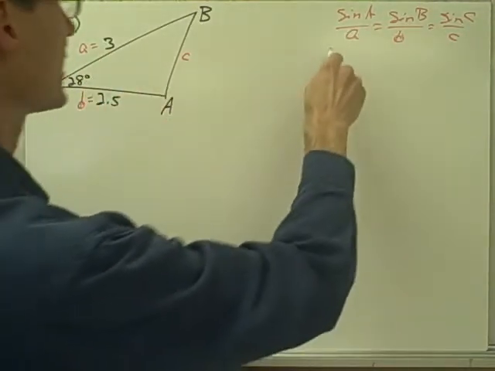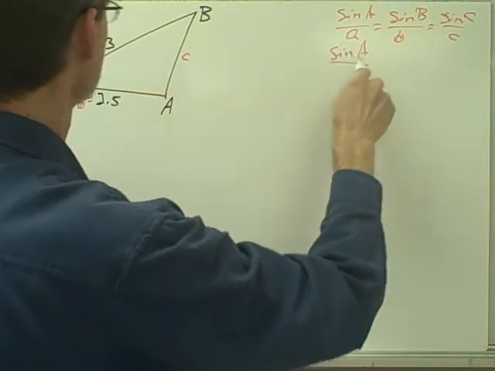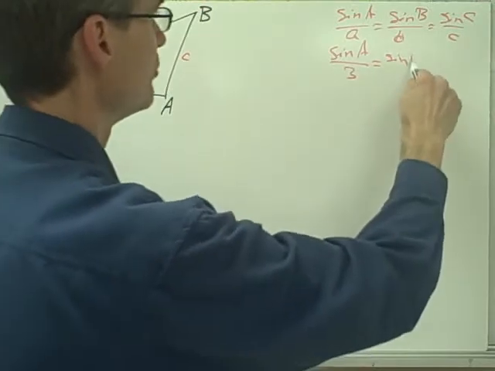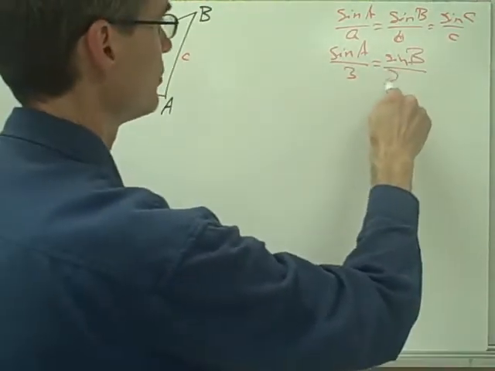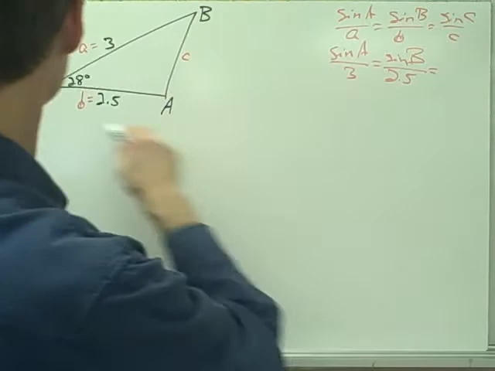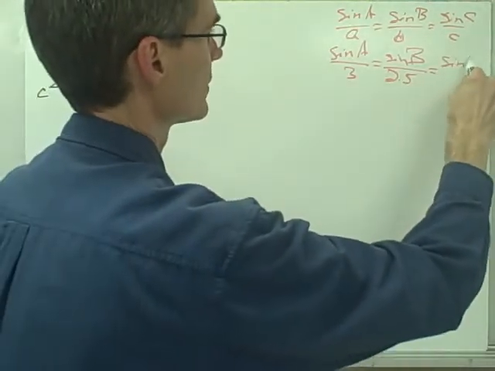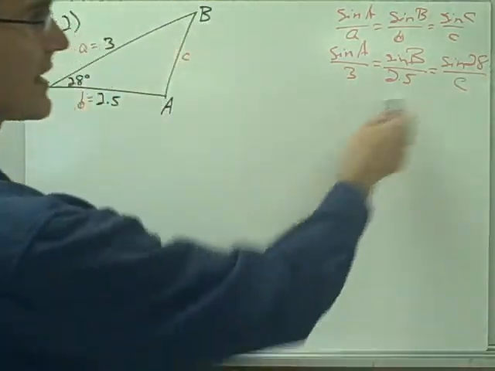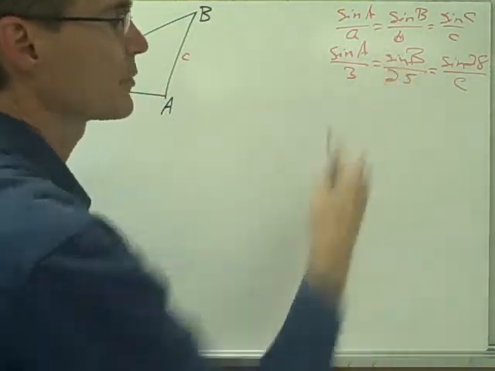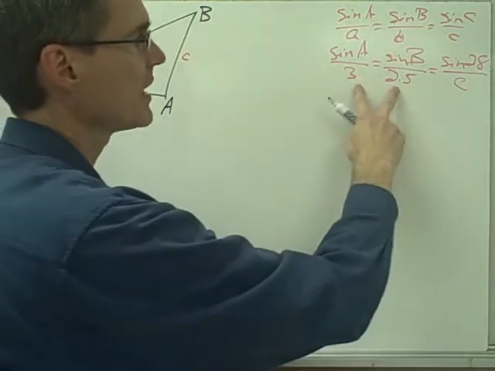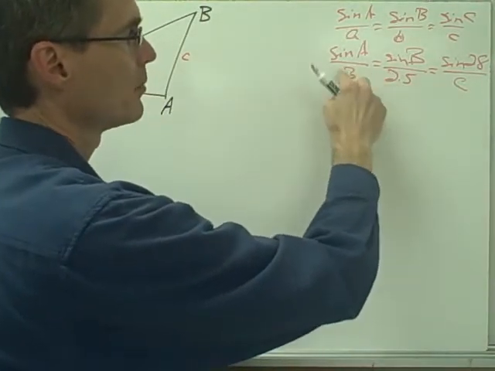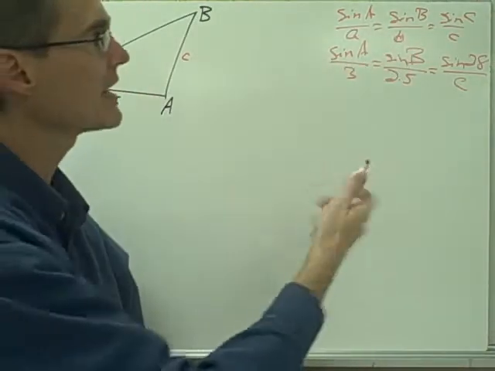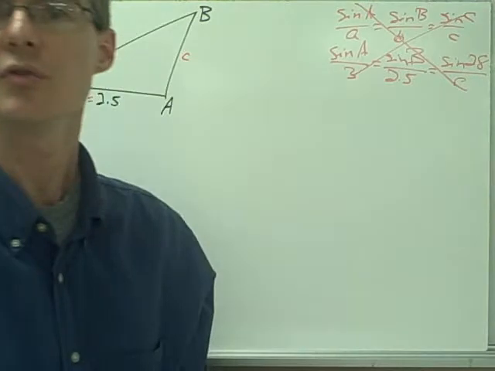Okay, so sine A I don't have. Sine A over 3 equals sine B over 2.5 equals sine 28 over C. And once again, I see that I don't have enough information to use the law of sines. I can't use any of these proportions because any proportion that I choose to set up, I'm going to have 2 unknowns. So I can't use the law of sines. I'm going to have to use the law of cosines.